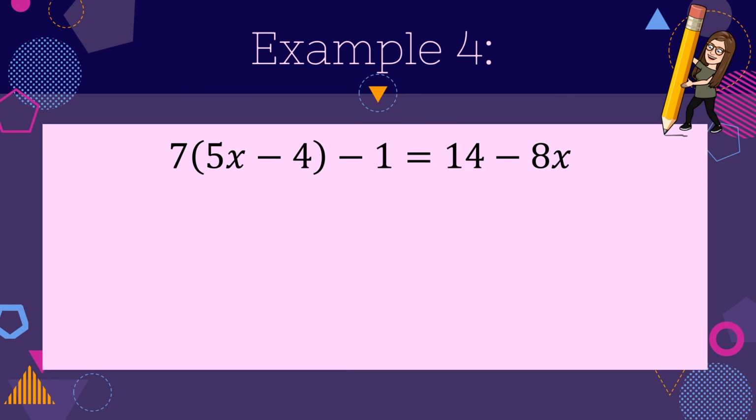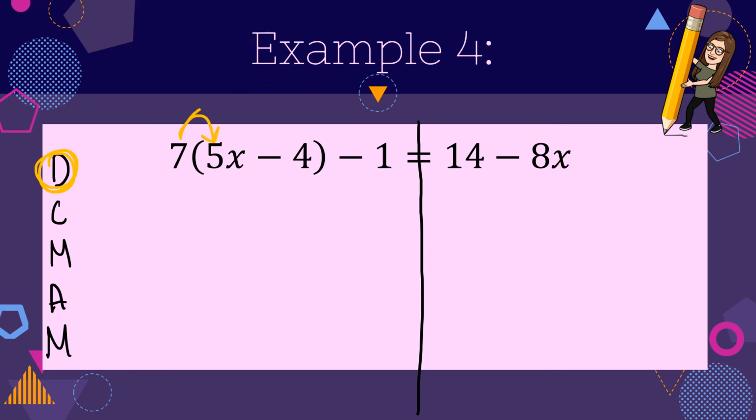All right, let's try one with all of the steps. Okay, are you ready for this? It's going to have every step in our list. So I'm going to color code to help us through. So first rule is distribution, and I have distribution. I'm distributing a 7 onto the parentheses.